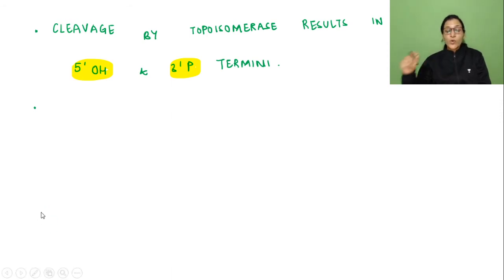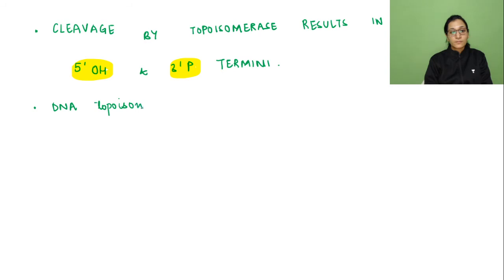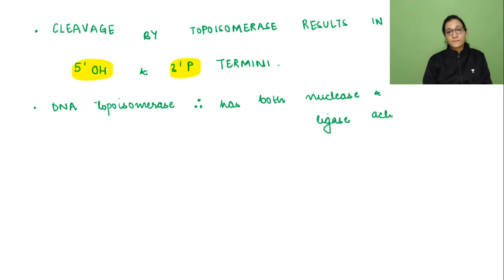So DNA topoisomerase therefore performs the function of cutting as well as joining. It therefore has both nuclease and ligase activity.